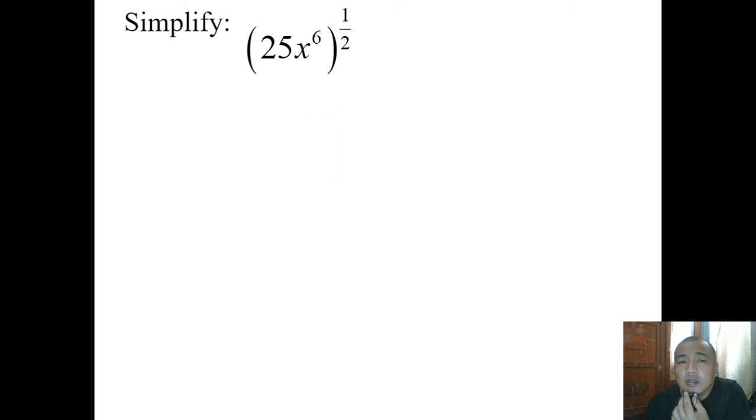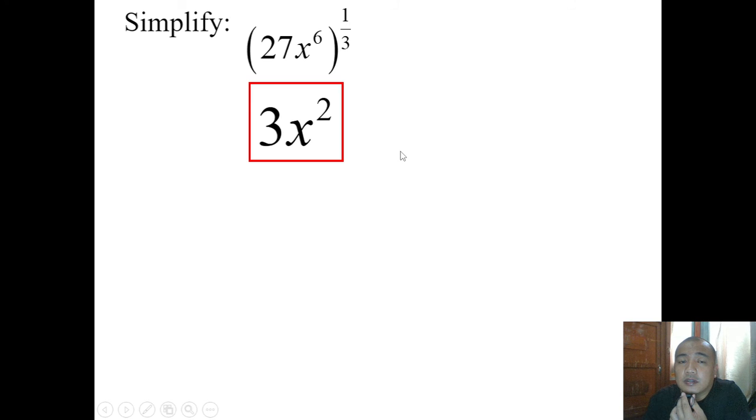25x to the 6 raised to 1 half means square root of 25x to the 6, which is 5x cubed, right? How about this? 27x to the 6 raised to 1/3. That means the cube root of 27 is 3. Cube root of x to the 6 is x squared. So 3x squared is the answer, right? Or in another method, 27 is 3 cubed. So the 3 multiplied by 1/3, 3 raised to 1, is 3. The x to the 6, 6 multiplied by 1/3, is 2. So that is 3x squared.